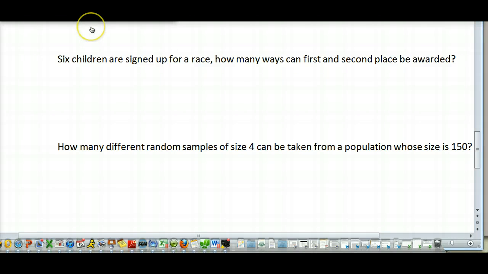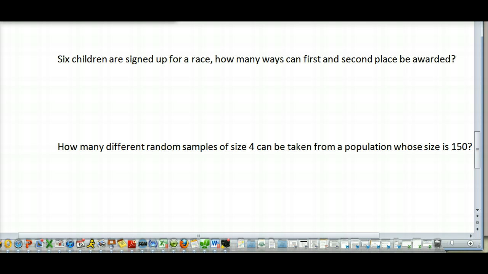Combinations and permutations can often be used to solve problems in a real-world environment and let us know how many different ways something can happen. For example, if I have 6 children lined up for a race and I want to award prizes for just first and second place, so we'll keep it a little bit simple, I want to know how many different ways this could happen.